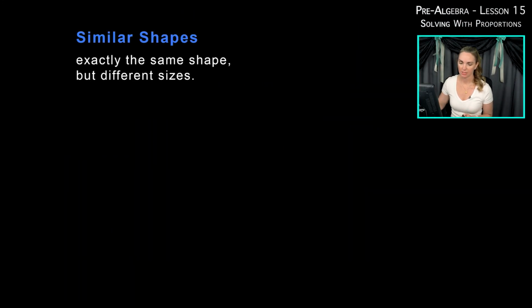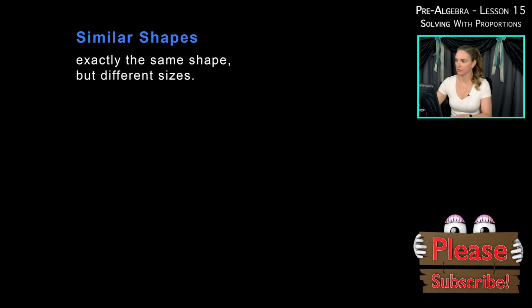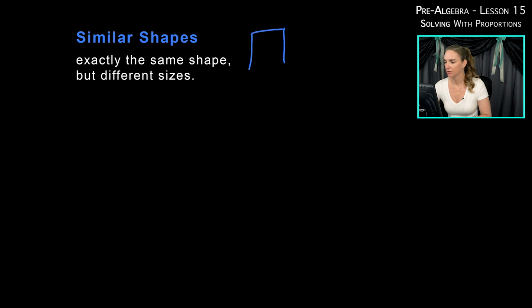We're going to start out with a few definitions just to relate everything. The first one we're going to talk about is similar shapes. This is where they have the exact same shape but different sizes. Anything such as a square: no matter what size it is, no matter what the measurement of the sides are, all squares are the exact same shape, they're just different sizes. So those are going to be similar shapes.